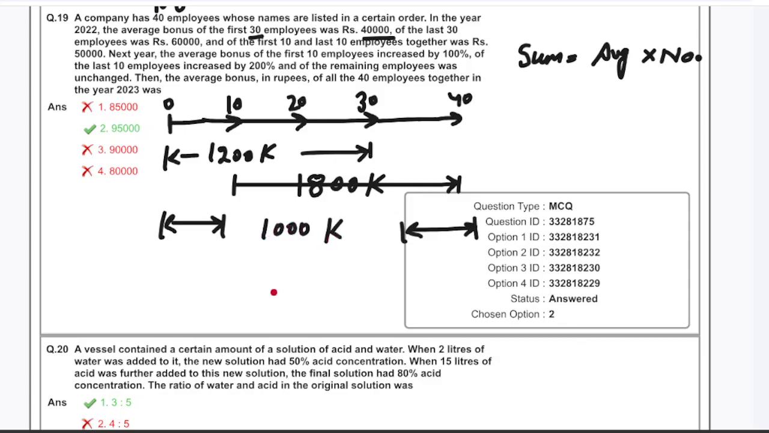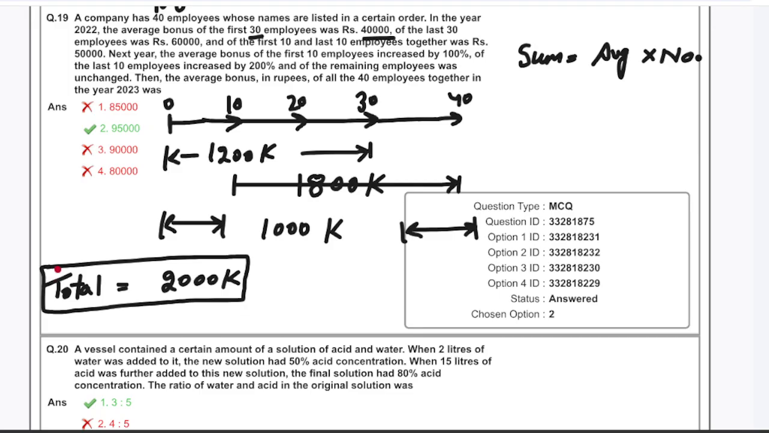Now from here, the first thing which I get straight away, I can see 0 to 10 has come twice, 10 to 20 has come twice, 20 to 30 has come twice, 30 to 40, that has also come twice. That means all of them have been taken twice. So 1200 plus 1800, 3000 plus 1000, that is 4000, is for twice. So for single time, if you take their salary, that is going to be 2000k. That is the total salary for 40 employees. That is the first result which I get here.